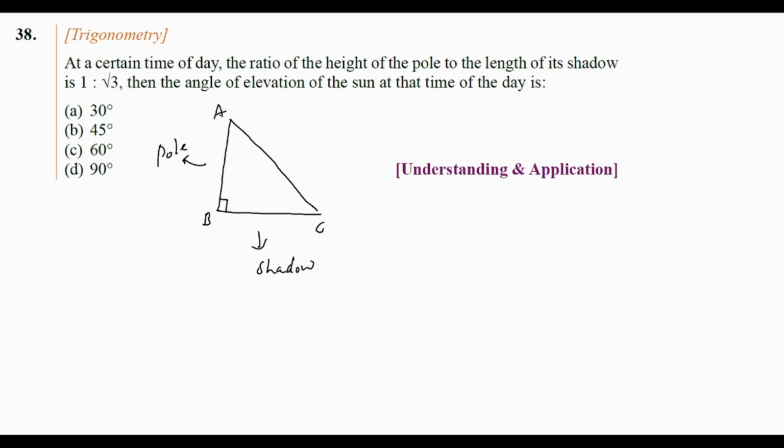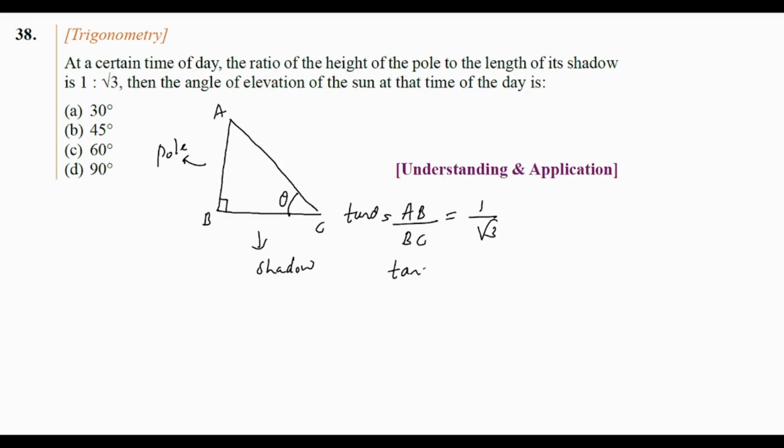Now the ratio of the height of the pole to the length of the shadow: height of the pole is AB and length of the shadow is BC. That is nothing but 1 by root 3, they have given you. Clear, children? So the angle of elevation of the sun at that time of the day, you are supposed to find out what this angle is. Now AB by BC is nothing but tan of theta.